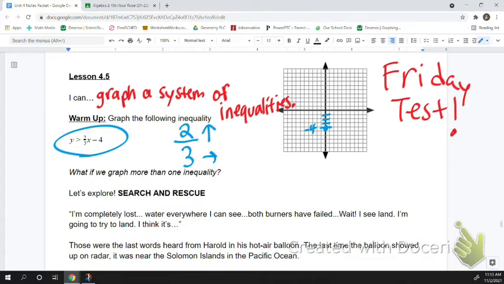1, 2, 1, 2, 3. 1, 2, 1, 2, 3. Do I need a solid or dashed line? Dash. Great.